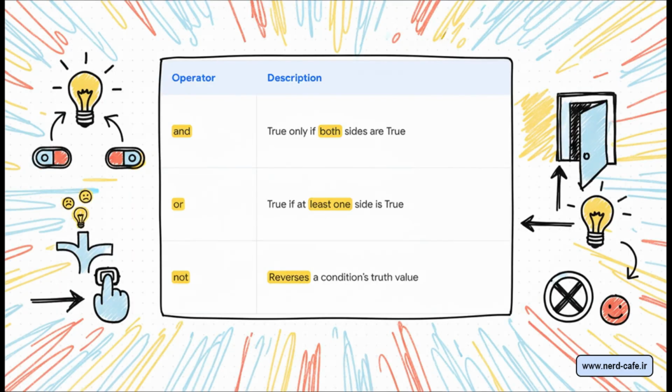So these are our three magic words: and, or, and not. And is the really strict one. Everything has to be true. Or is way more laid back. As long as one thing is true, you're good. And not, well, not is the simplest of all. It just flips the answer. Let's break them down one by one.